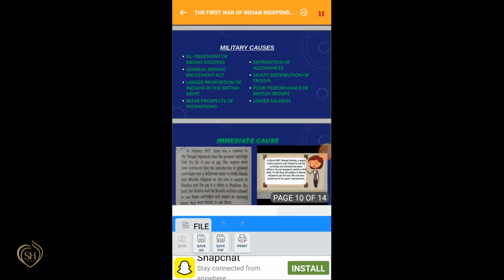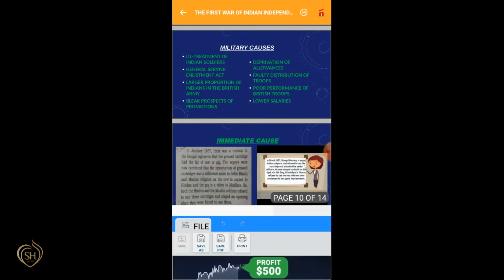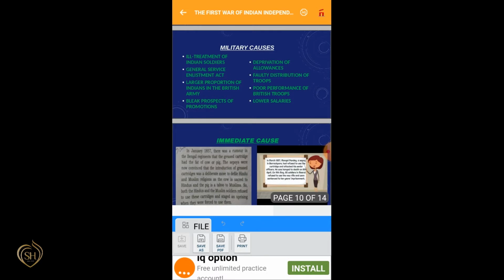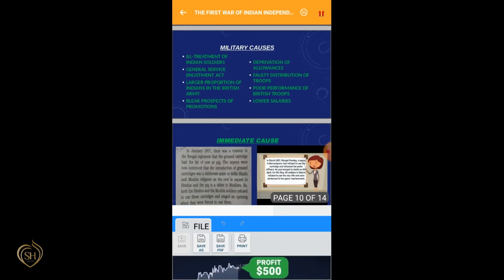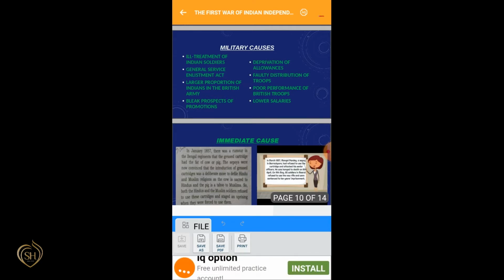Now it's time to discuss the military causes of the revolt of 1857. Under this cause, there are so many subdivisions. They are ill treatment of Indian soldiers, General Service Enlistment Act, larger proportion of Indians in the British Army, bleak prospects of promotions, deprivation of allowances, faulty distribution of troops, poor performance of British troops, and lower salaries. Okay, we can discuss it one by one.